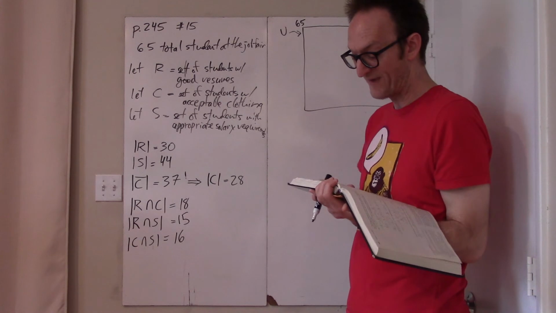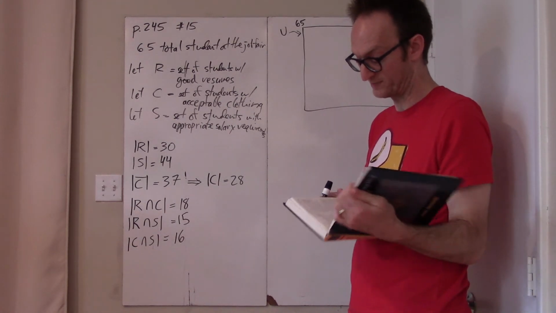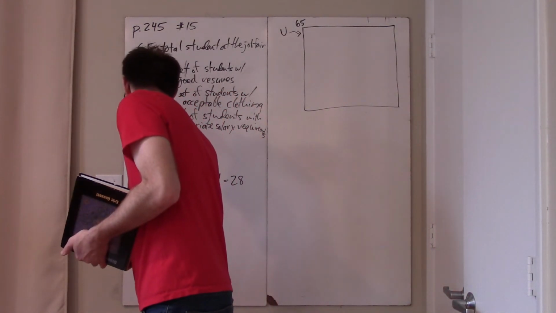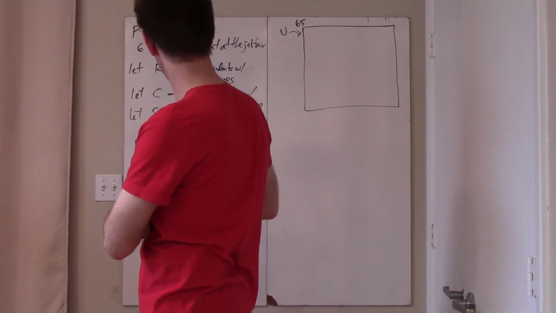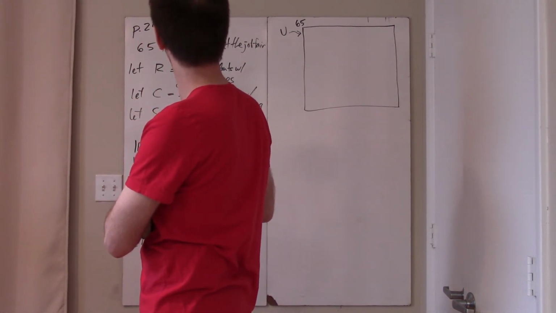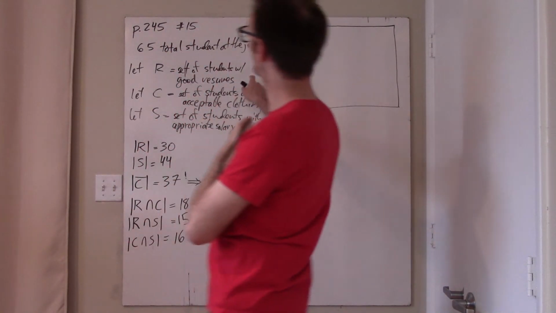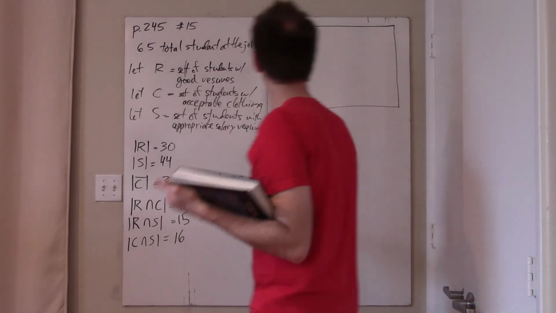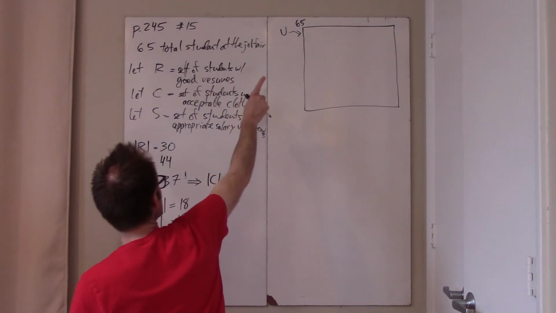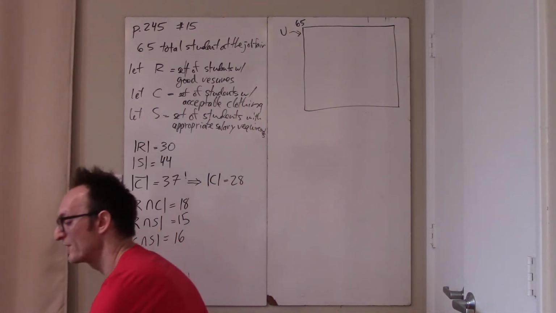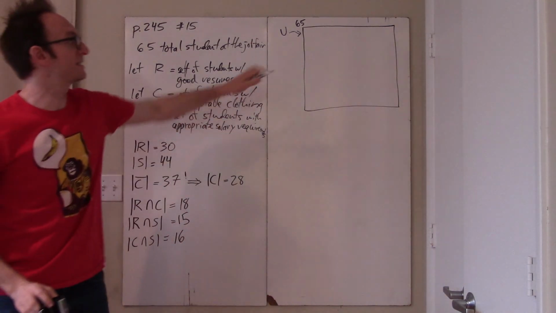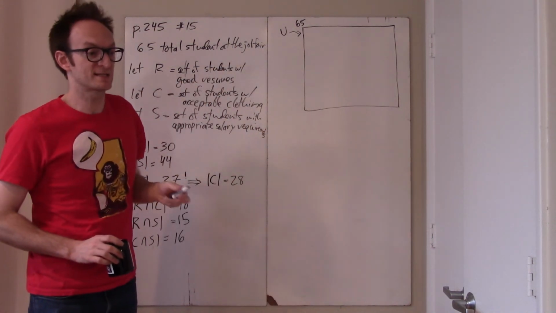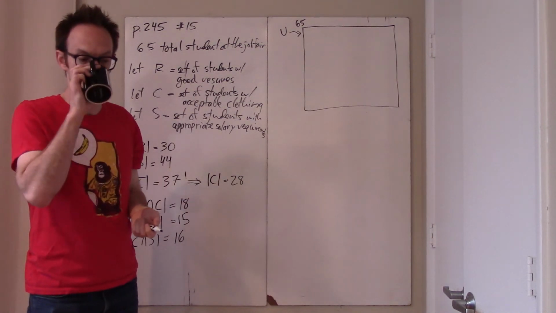And finally, 5 students failed all 3 screens. So that means, what's the best way to put that? There were 5 students who didn't have good resumes, didn't have acceptable clothing, and didn't have an acceptable salary. Okay, so if there were 65 total students and 5 of them failed all 3 screens, then 60 of them met at least one of the requirements.